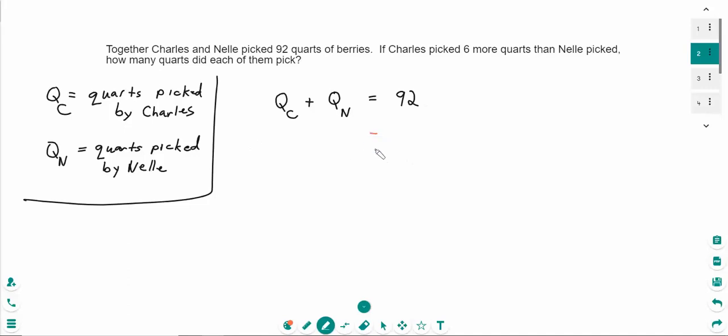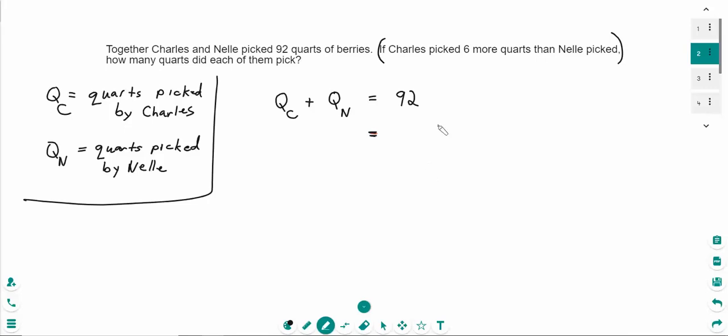All right, so now we just need to find the second equation. And this is going to be the hardest part on almost all of these problems. There's going to be one equation that just jumps out and is really straightforward. And then the other equation is going to be a little bit trickier because they're going to use words like more than or less than or fewer than. And that can really throw you off. It's really hard to know where those numbers need to go. So, for example, reading this part of the sentence, if Charles picked 6 more quarts than Nell, how can I turn this into an equation?